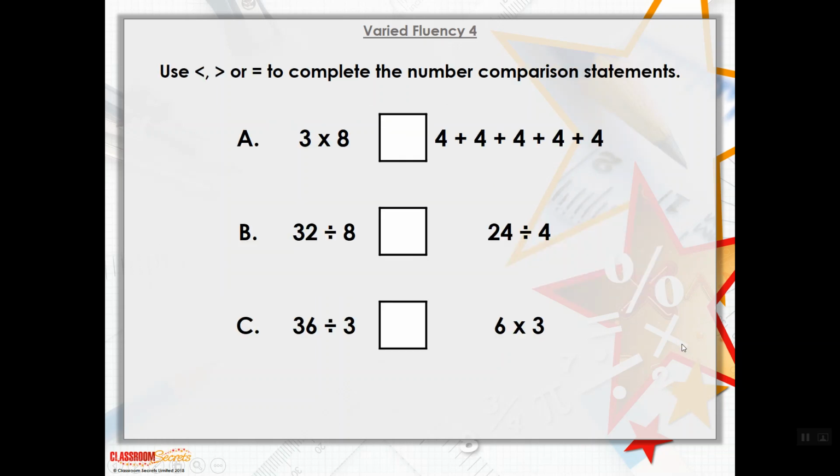Now then, we're going to use the same signs again. Smaller than, greater than, or equal to. We're going to complete these comparison statements. So 3 times 8, is it smaller than, greater than, or equal to 4 add 4 add 4 add 4 add 4? You will need to pause the video and work out each calculation before you can put the symbol in. Don't forget that you can draw some models to help you.